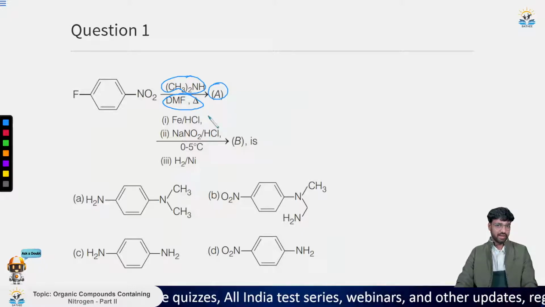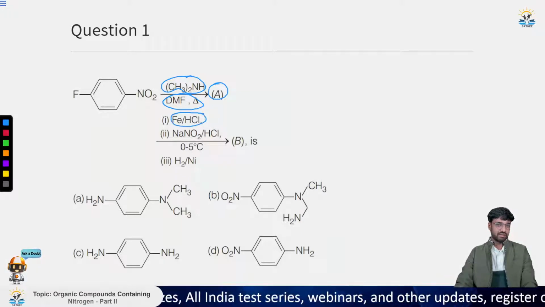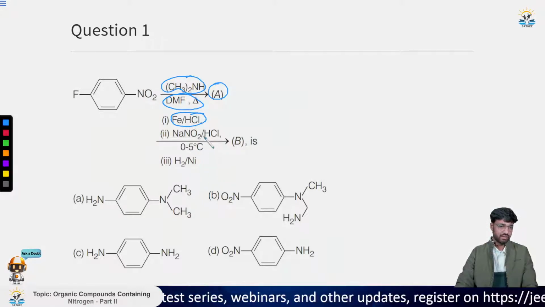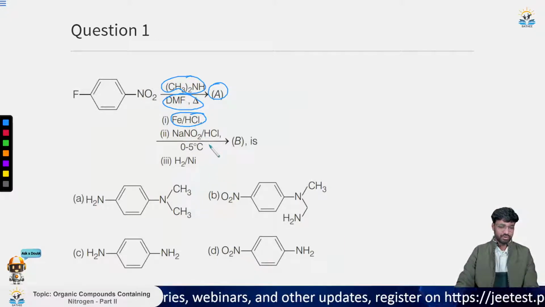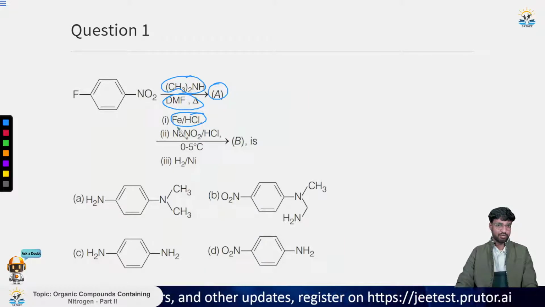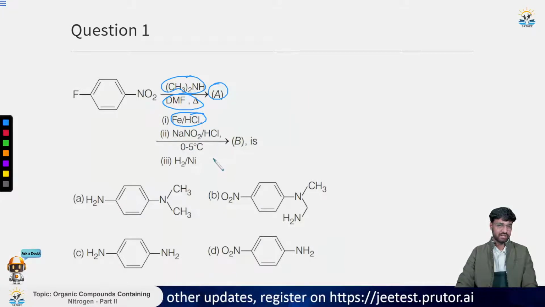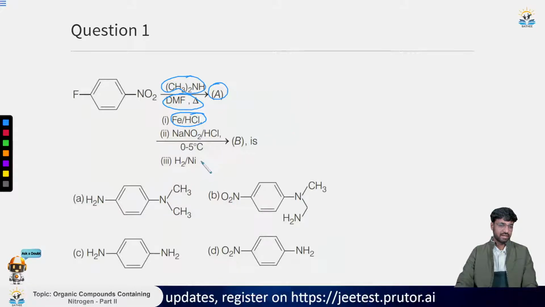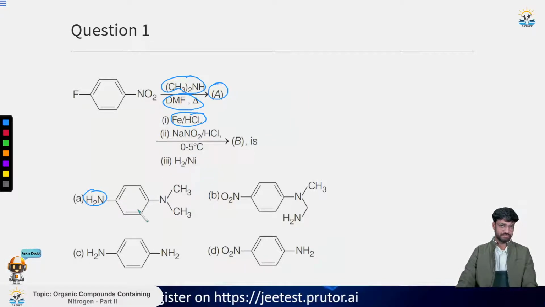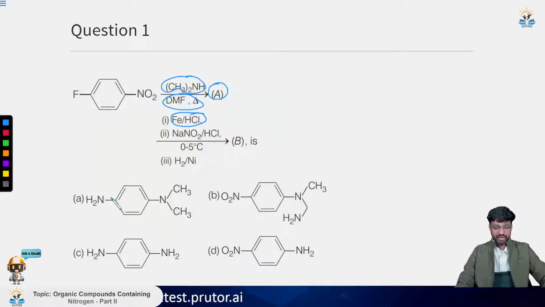Then this A is reacted with Fe/HCl, which will reduce the NO2 into an NH2 group. Now NaNO2 plus HCl gives N2+ and Cl-. And at last you get H3PO2 here, so you will get the product at this position. Now what can be the predicted product?